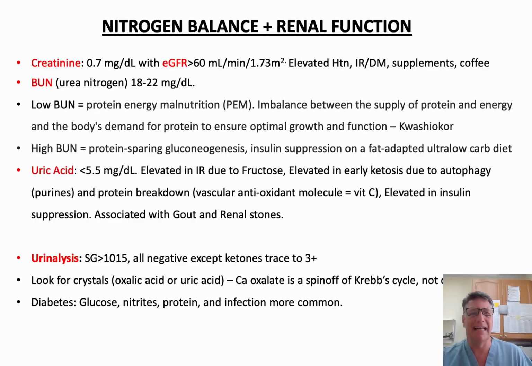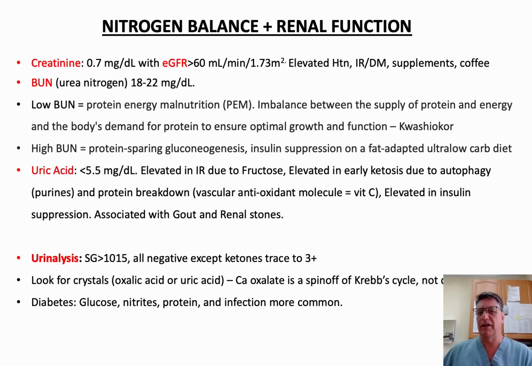Blood urea nitrogen ideally should be 18 to 22. That is a net neutral nitrogen balance. If your BUN, if your urea production is low, we're talking about protein energy malnutrition. We're talking about either lack of protein consumption or a net positive nitrogen balance. And it really is the imbalance between the supply of protein and energy, and the body's demand for protein needs to be increased to ensure optimal growth and function. So we need to increase protein consumption. And in the worst cases, we see kwashiorkor.